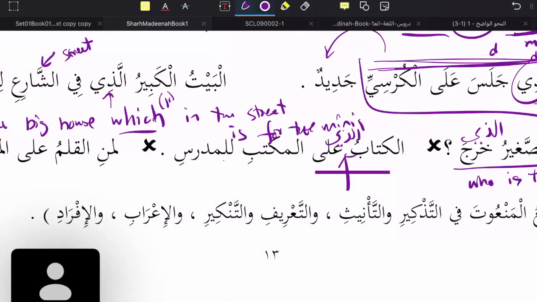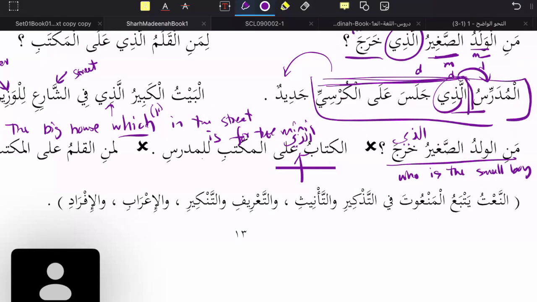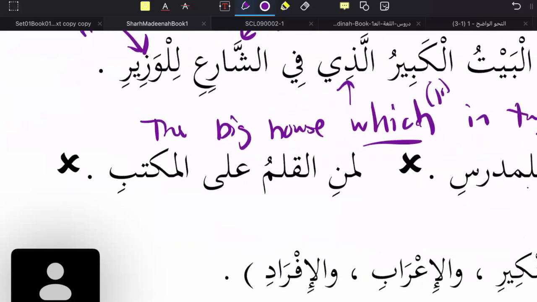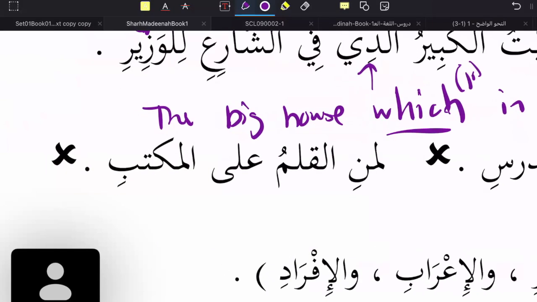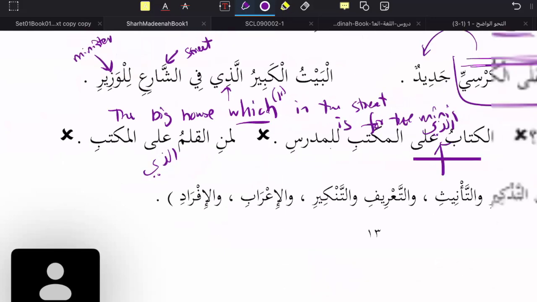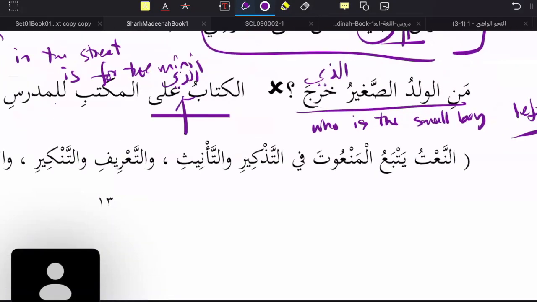I really have a feeling that if this is the first time you're seeing these things, you really have to spend at least 4 or 5 hours reading them and thinking about them. Otherwise, this is not easy. I'm telling you, this is not easy. You may need a little bit of time to get used to them. لمن القلم, you need الذي here, الذي على المكتب. Make sense?